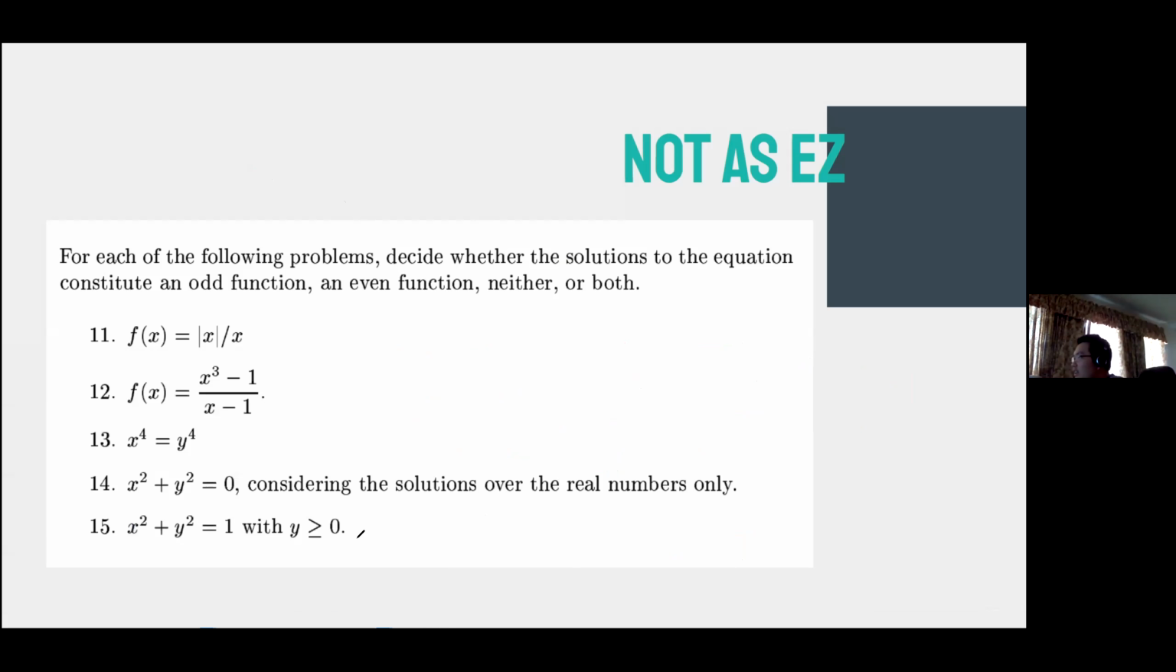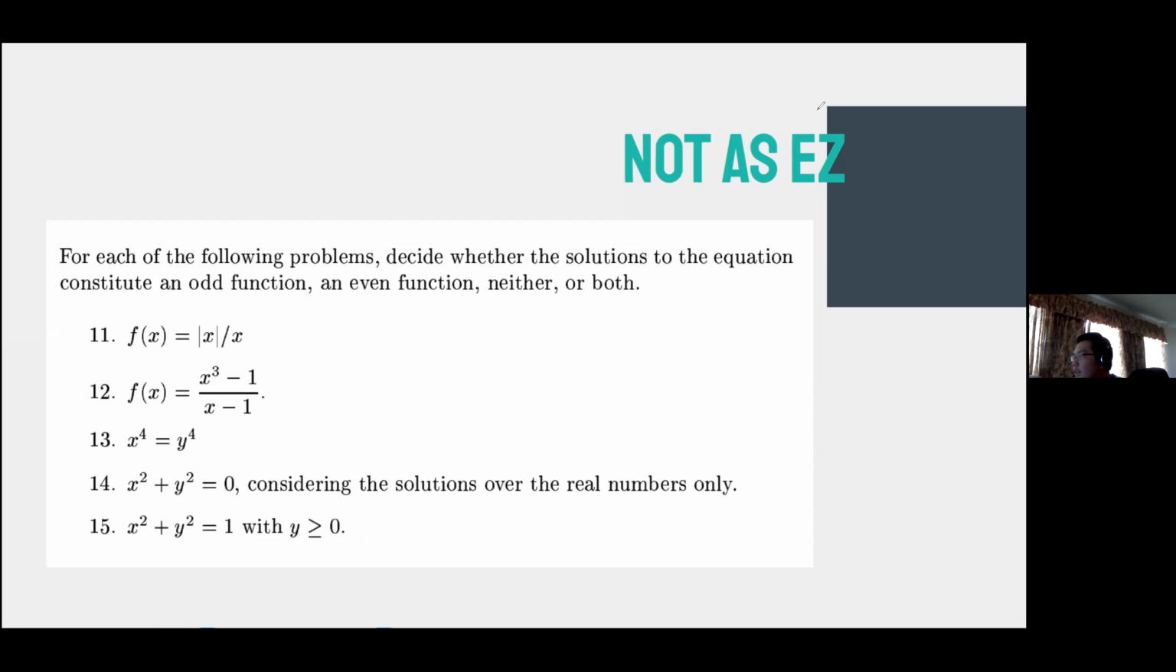All right, so last question. X squared plus y squared equals 1 with y greater than or equal to 0. This is pretty cool. It's cooler than the other ones because I actually wanted to talk about one of the applications of these questions, and how they're useful in functions, if we have time.